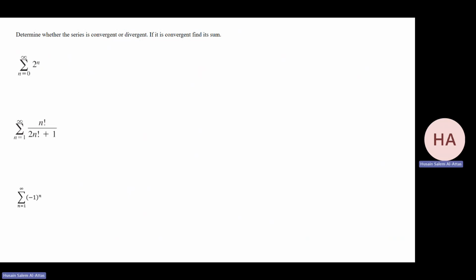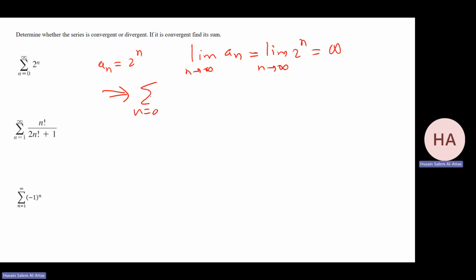Now I have 2 to the power n. What will happen? My a_n is 2 to the power n. So the limit of a_n as n goes to infinity will be the limit as n goes to infinity of 2 to the power n. 2 to the power infinity is infinity. Right away, the limit is not equal to 0, so the series diverges.